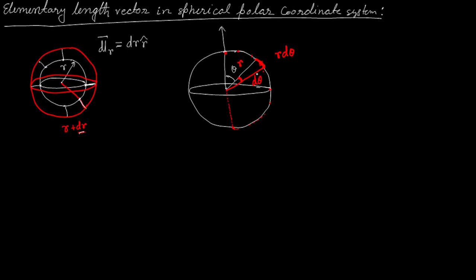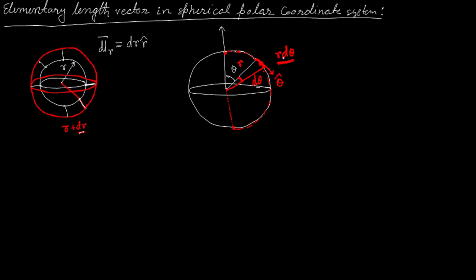R d theta. Now if I ask you in which direction this length will generate: theta cap, phi cap, or r cap? If we draw a tangent, it will be tangent on the semicircle at this point. If we draw a semicircle through this point, this will be the semicircle. On this semicircle, I am drawing a tangent at this point from north pole to south pole, and along this direction this elementary length is generated. That means this elemental length will be along theta cap. This is the direction of theta cap.